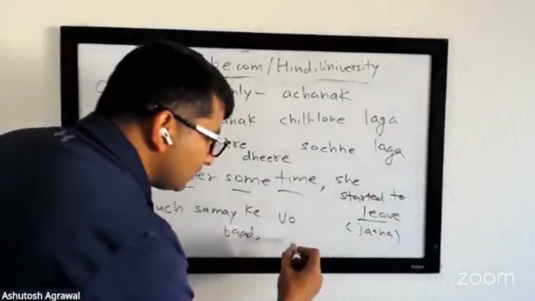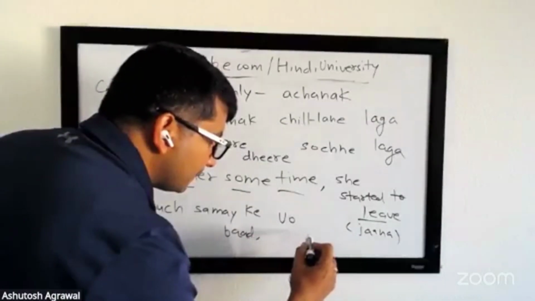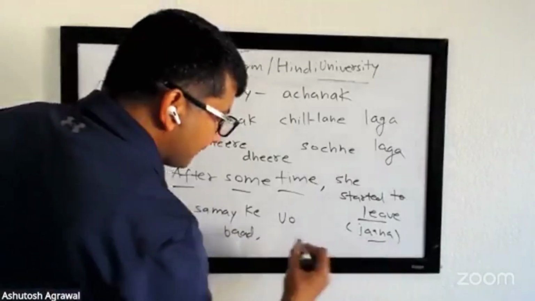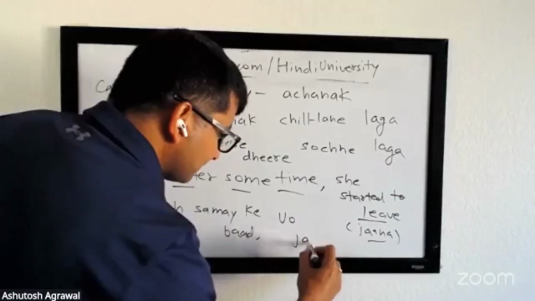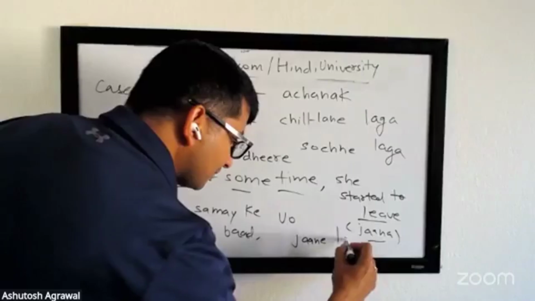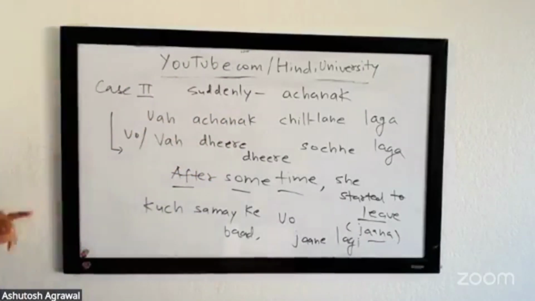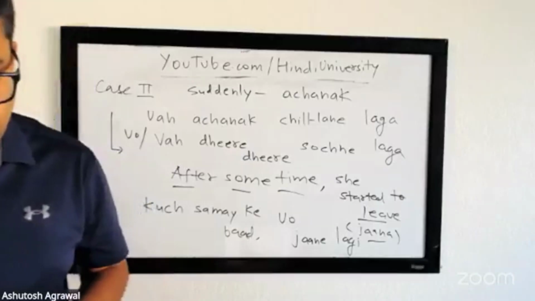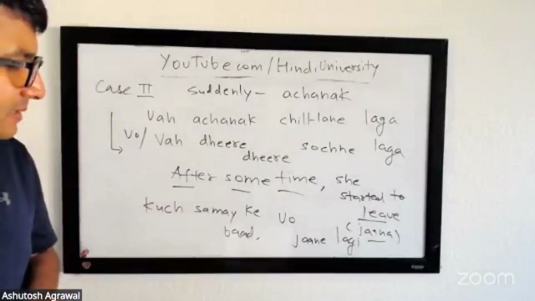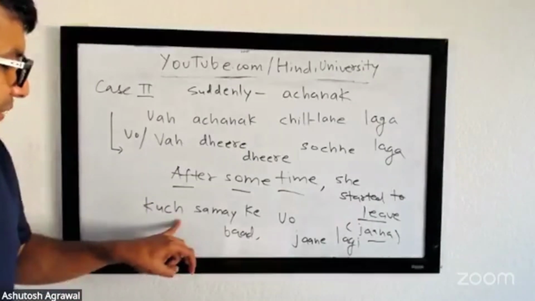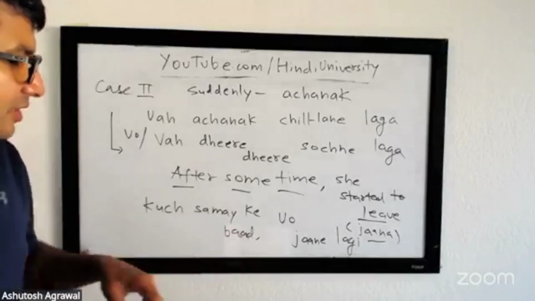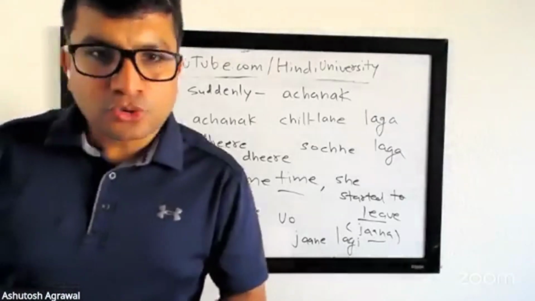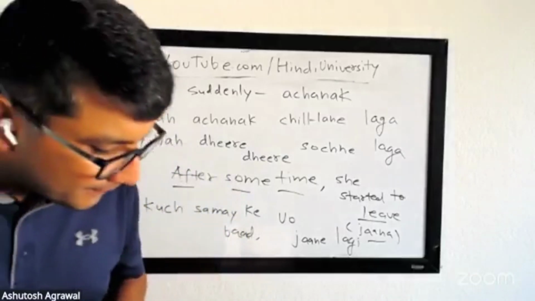You can simply use jana. So वो जाने लगी. Beautiful. Okay. कुछ समय के बाद वो जाने लगी. She started to leave. So it gives us कुछ समय के बाद, giving more variety to it by adding the time-based adverb.